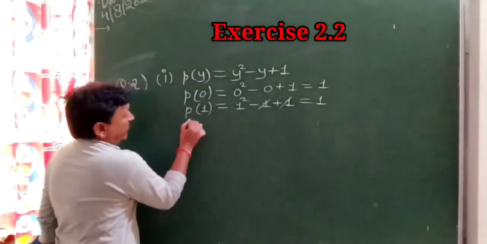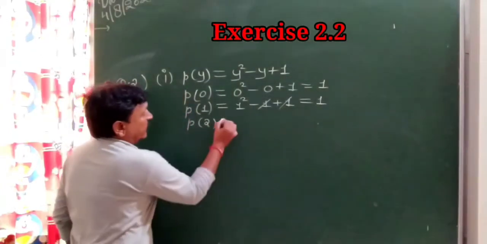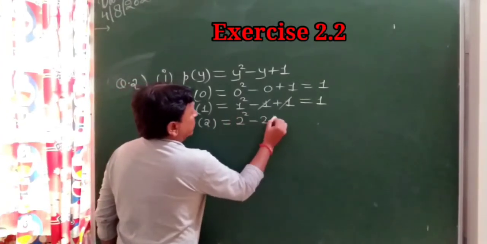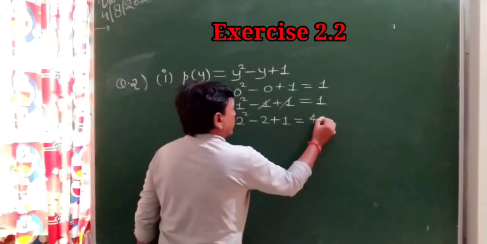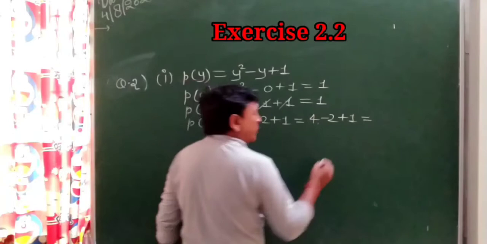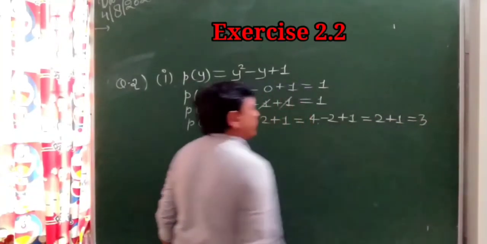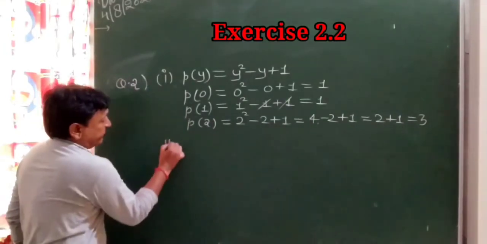Again we have to put 2 in place of y. See here, it will become 2 square minus 2 plus 1. 2 square means 4, minus 2 plus 1. 4 minus 2 is 2, and 2 plus 1 will become 3. Okay, understood?